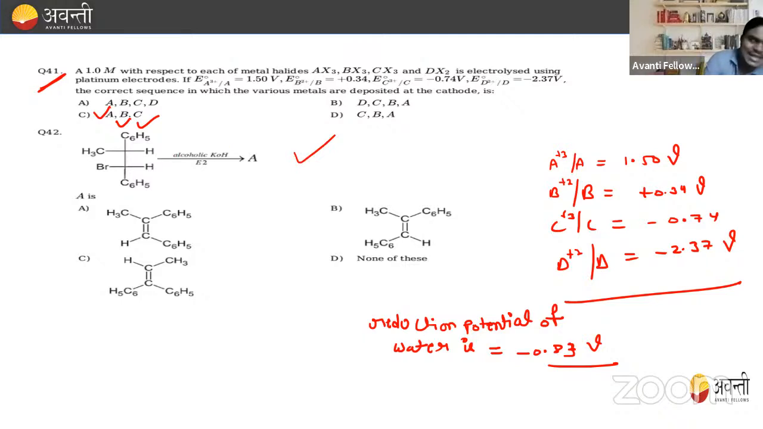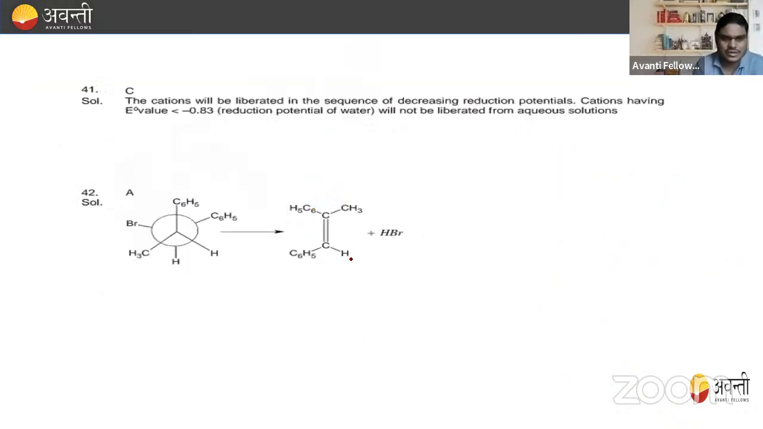E2 reaction takes place, that is an elimination reaction. You have to identify the A. So the correct answer for this question is this. Let's see the solution for this. But the correct answer is B. So let's see the solution.